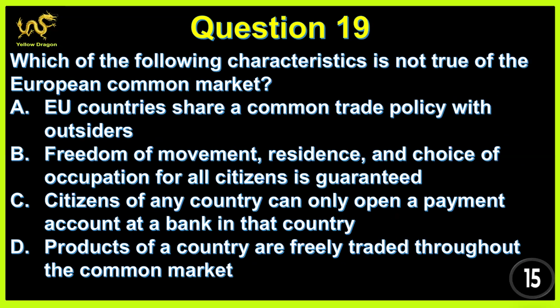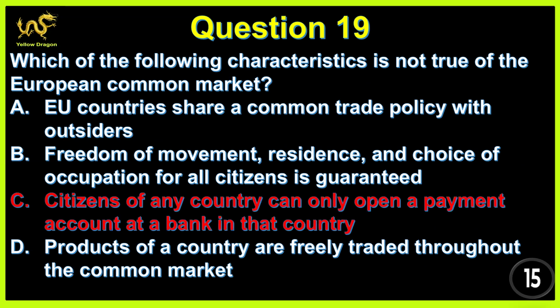Which of the following characteristics is not true of the European Common Market? a. EU countries share a common trade policy with outsiders. b. Freedom of movement, residence, and choice of occupation for all citizens is guaranteed. c. Citizens of any country can only open a payment account at a bank in that country. d. Products of a country are freely traded throughout the common market. c. Citizens of any country can only open a payment account at a bank in that country.